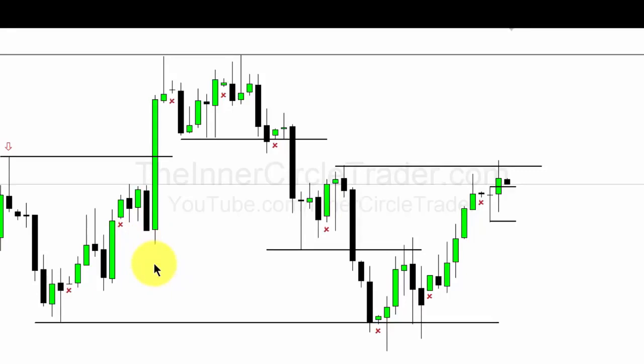All right, and here's another scenario here, an outside day. We have the candle here. The high comes in at 93.23 and the low is 92.81. The very next day, the high is taken out at 93.24 and the low is 92.75. So, reversal day.